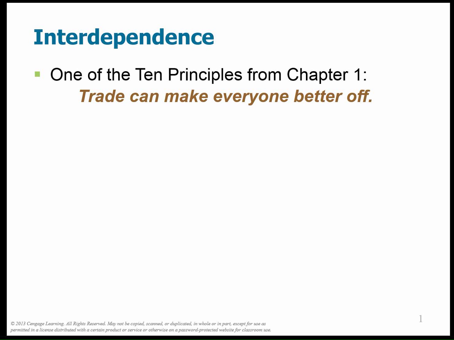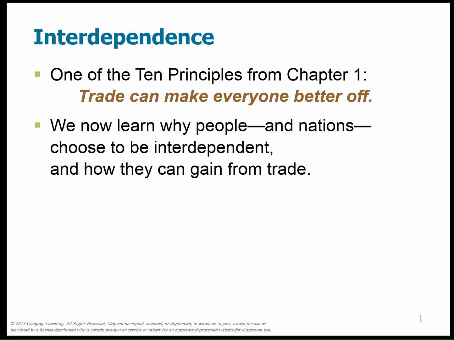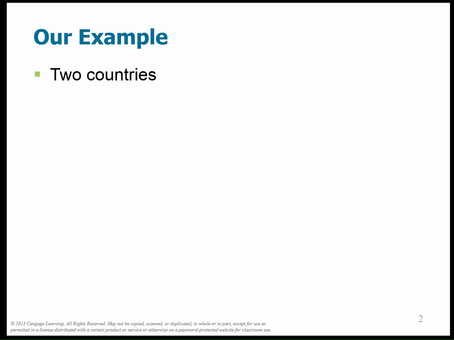Okay, so remember, one of the 10 principles from chapter 1: trade can make everybody better off. And just like I promised during that lecture, we will talk more about it, and we're going to talk about it now. So here's why we want to have trade. We're going to talk about two countries, U.S. and Japan. This is, again, just another model. This is a model of trade. This is an oversimplified account of the real world.